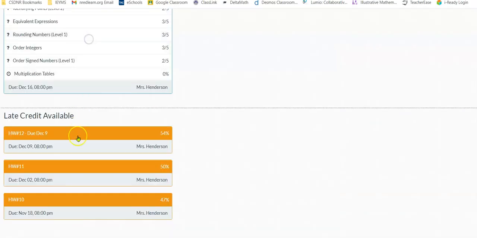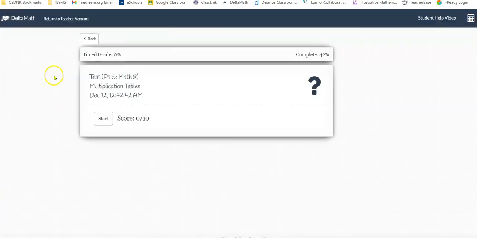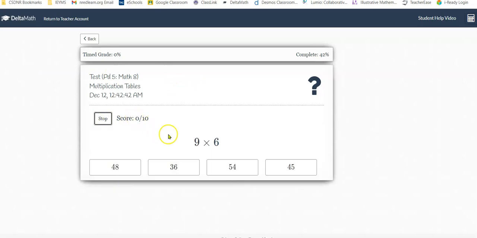And then the final lesson here, multiplication tables. I took the timer off. You just have to get 10 right in a row. Don't use a calculator. Take your time. Practice each of these items, and when you get 10 right or a score of 10, you can stop. Don't use a calculator. So once you get a score of 10, you may click the stop button.